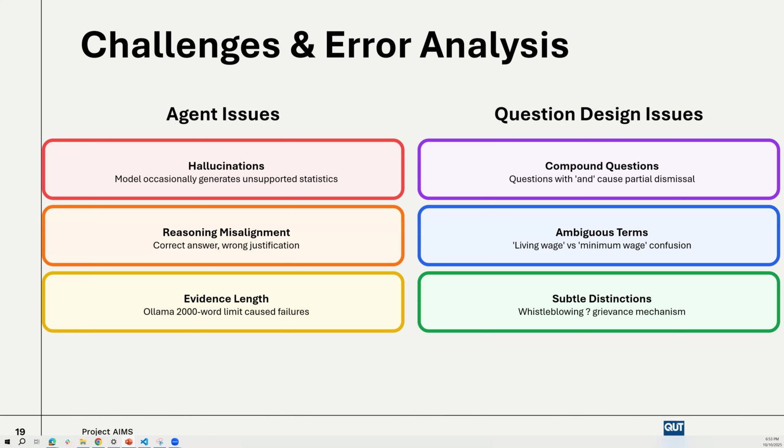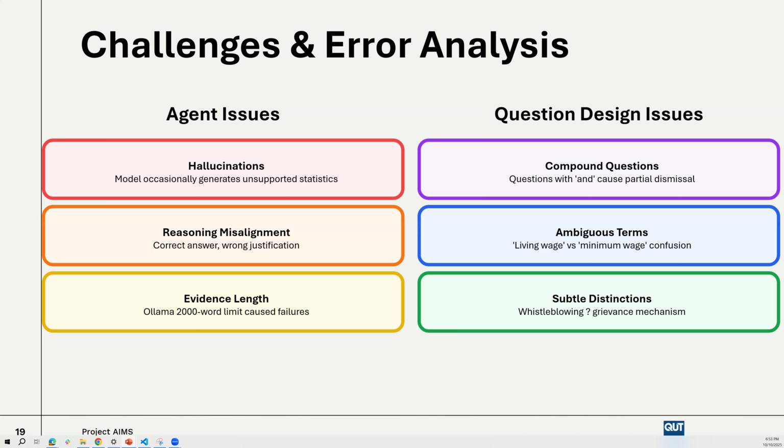And in fact, it was because of a technical limitation: Ollama has a 2,000 words limit that was causing failure. So luckily we were able to identify that, and then we changed the way we design the pipeline so that we don't run into this issue, and the model doesn't have to attempt to please us by trying to answer our question, but actually not seeing any evidence and then hallucinating. So those are important technical aspects.